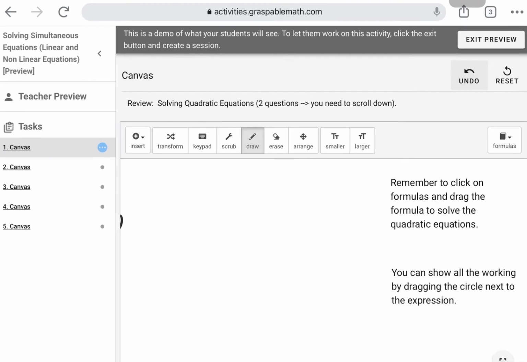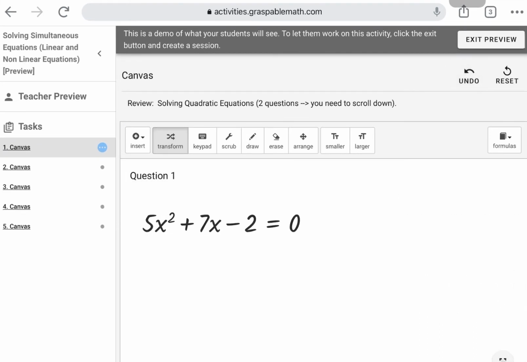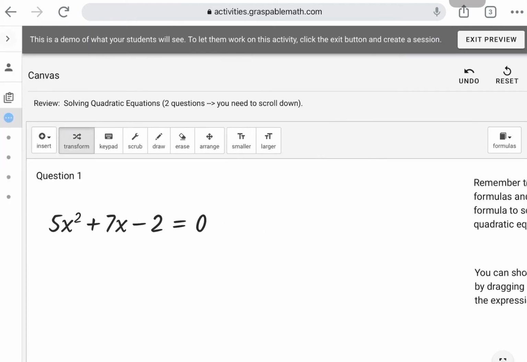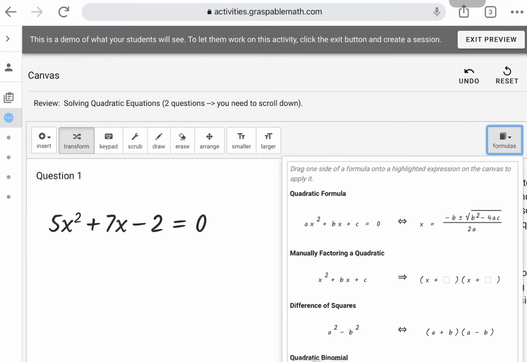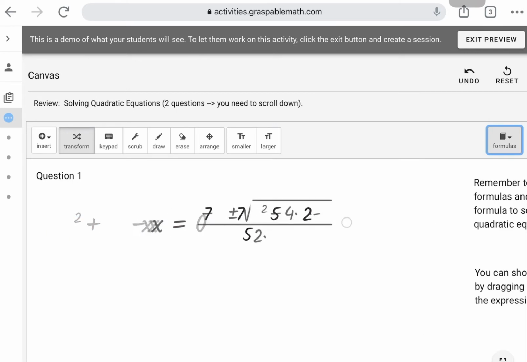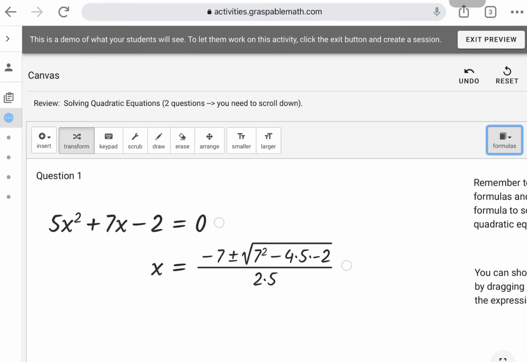Okay, now go back to the quadratic equation. How to solve these quadratic equations without factorization? Click the formulas button, drag the formula into the quadratic equations. Graspable Math will give you the formula.